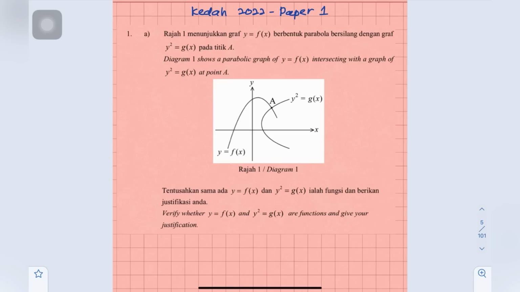Now question number 1. Diagram 1 shows a parabolic graph of y equals f(x) intersecting with a graph of y squared equals g(x) at point A. Verify whether y equals f(x) and y squared equals g(x) are functions and give your justification. For this question, to identify whether the graph is a function or not, we must know the basic knowledge of function itself. Only relation 1-to-1 and many-to-1 is a function. So then we can use the vertical line test to verify whether the graph is a function or not.